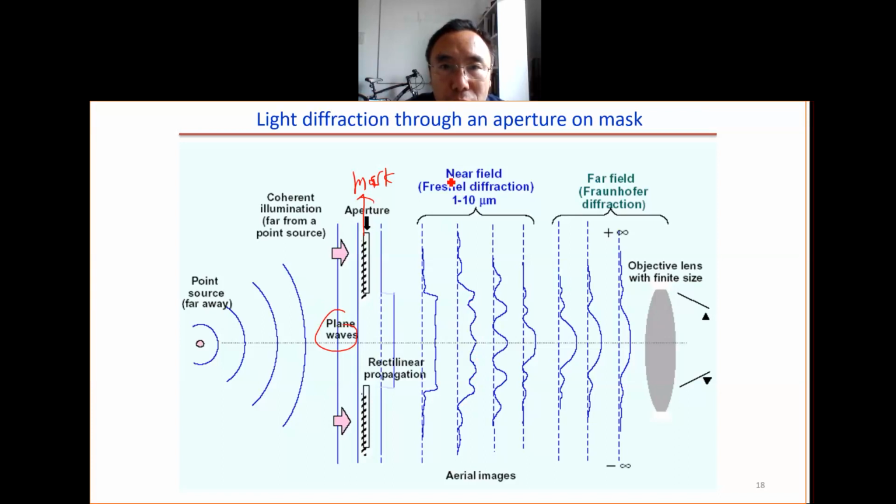This one is the near field. Very, very far away, we have the far field. Far field is called the Fraunhofer diffraction. Near field is called the Fresnel diffraction. For the far field, we have the light intensity something like this. I will put a lens, the objective lens. Then this light intensity will form an image on the image plane.